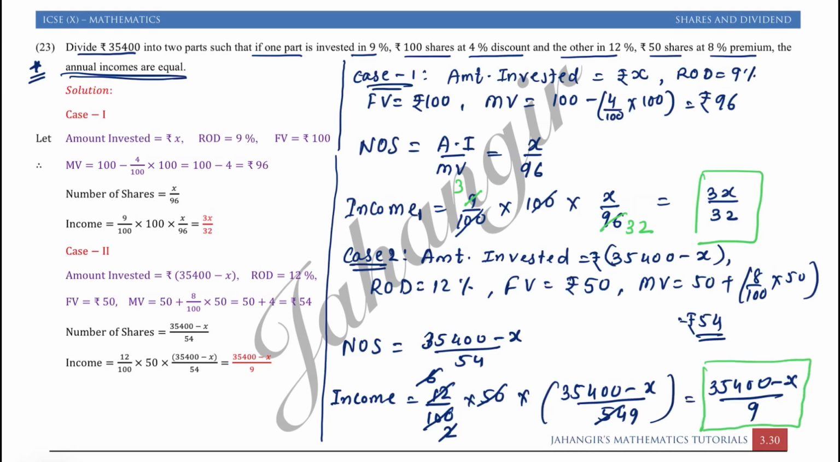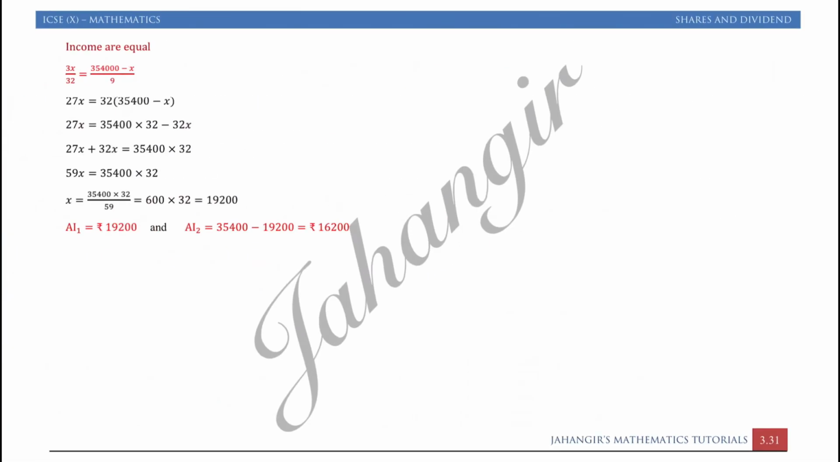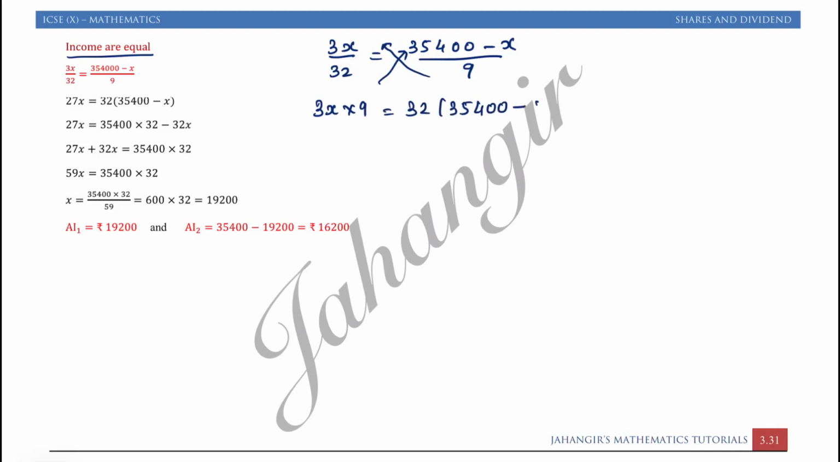Now the condition says the annual incomes are equal and you have to find the amount invested in both cases. So we will equate both equations. Since incomes are equal, the first income, 3x upon 32, equals the second, (35,400 minus x) upon 9. Now this is a simple equation, we will cross multiply: 3x into 9, and 32 into (35,400 minus x). So 9 threes are 27x.